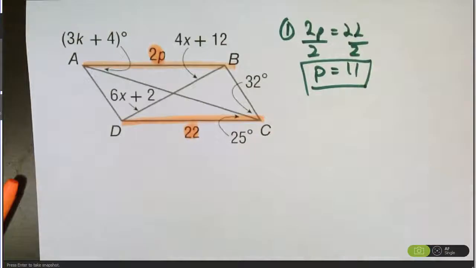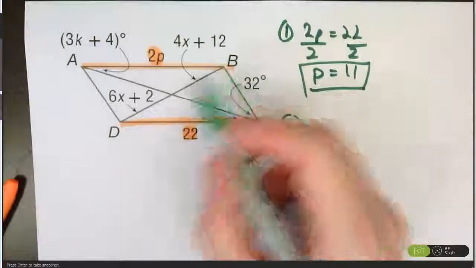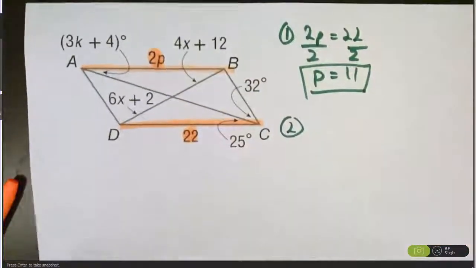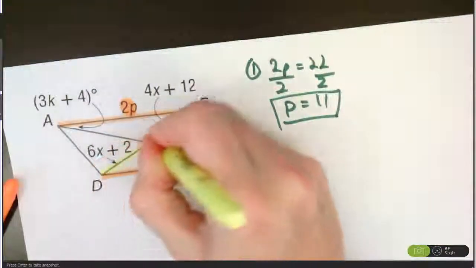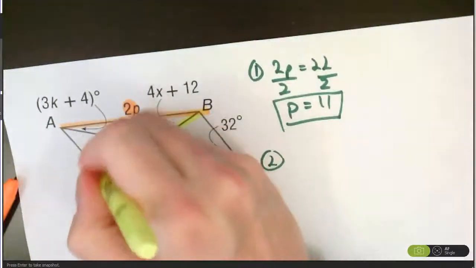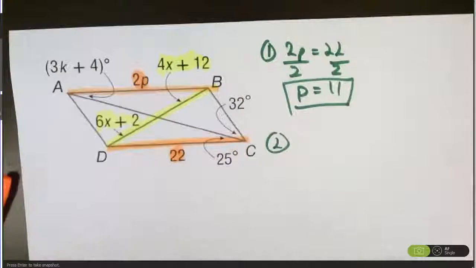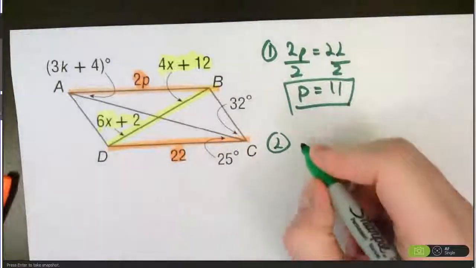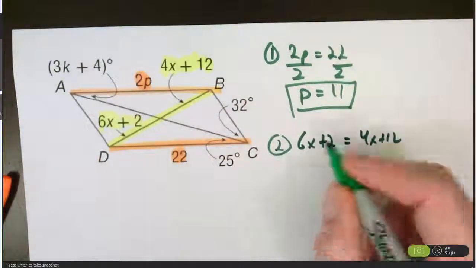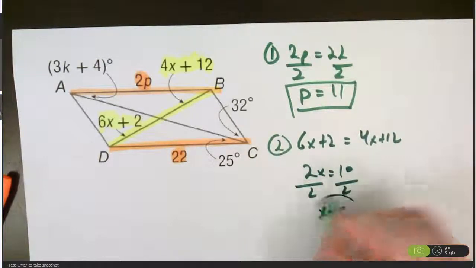Now the next easiest one probably is to solve for x, because x is part of the diagonal. And we had a theorem that said if you draw in both diagonals of your parallelogram, the diagonals bisect each other, so they cut each other in half. What that means then is 6x plus 2 has to be the same length as 4x plus 12. So set 6x plus 2 equal to 4x plus 12. Subtract 4x, subtract 2, we get 2x equals 10, divide by 2, x is 5.